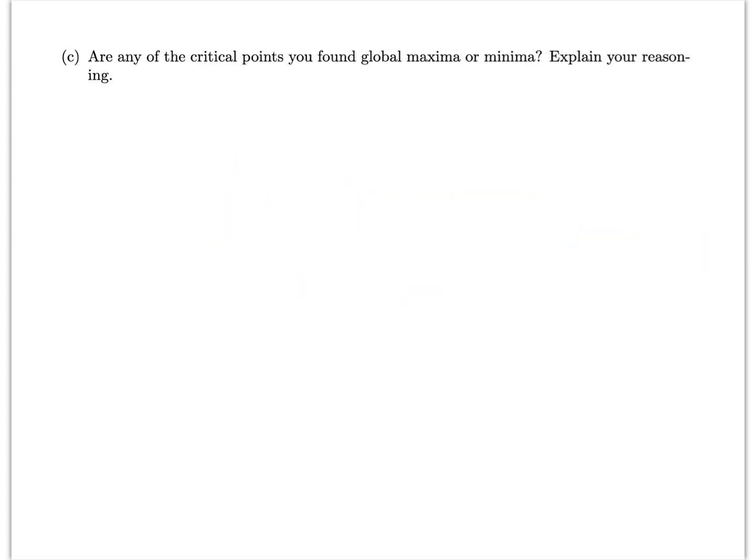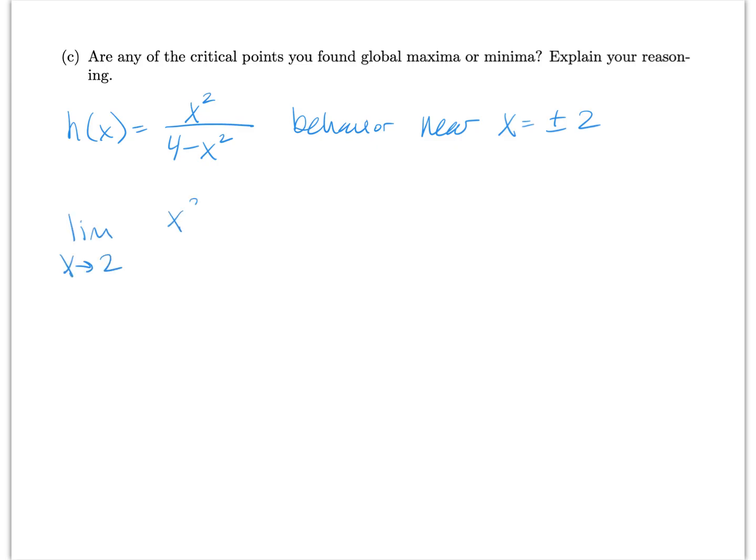Are any of the critical points you found global maxima or minima? Explain your reasoning. So I have a local min, so a valley in its neighborhood, but I have to know what happens near the ends of the interval, near plus and minus 2. So h of x, which was x squared over 4 minus x squared, what is its behavior near x equals positive and negative 2, the ends of the interval that I'm interested in? So I'm going to look at the limit as x approaches 2 of x squared over 4 minus x squared.